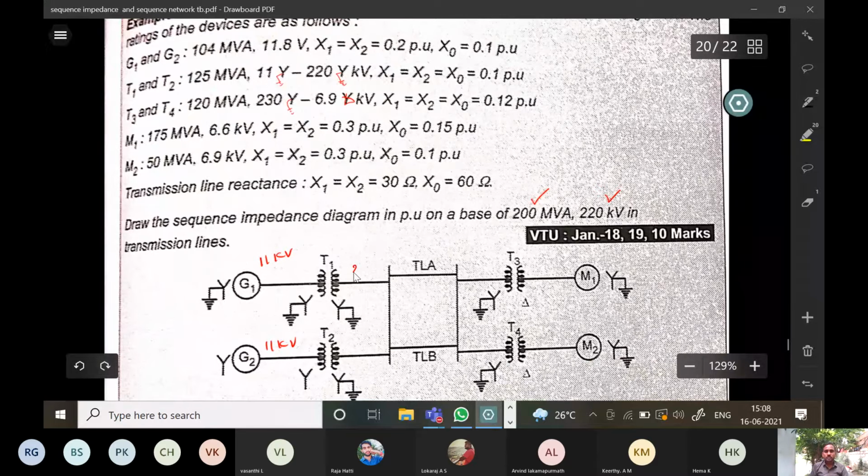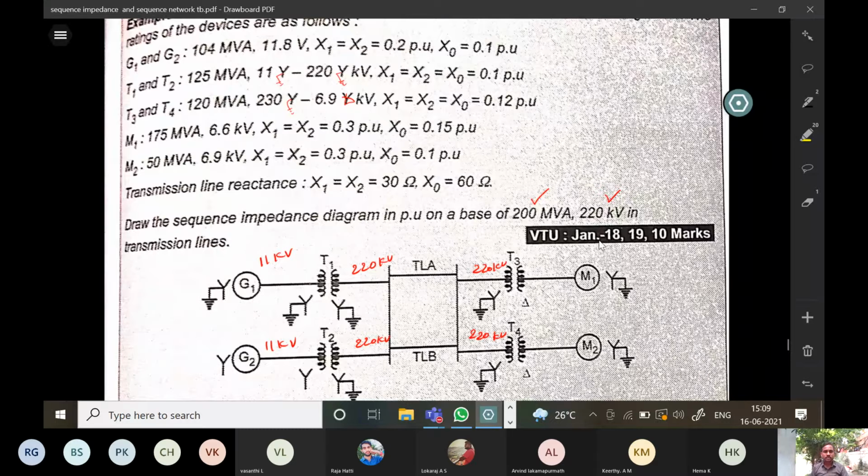In this case 220 kV, 220 kV, here also 220 kV, 220 kV. And on the motor side, the transformer secondary T3, T4 is 6.9. It will become 6.9 kV, 6.9 kV.